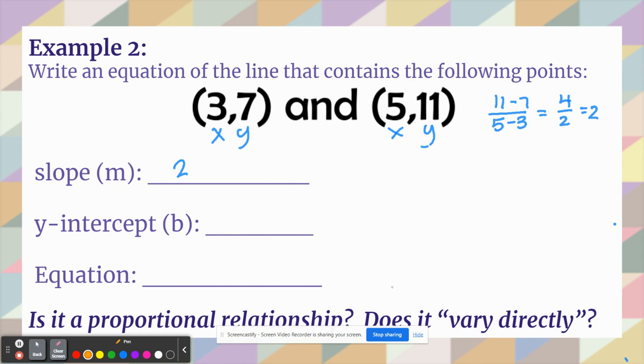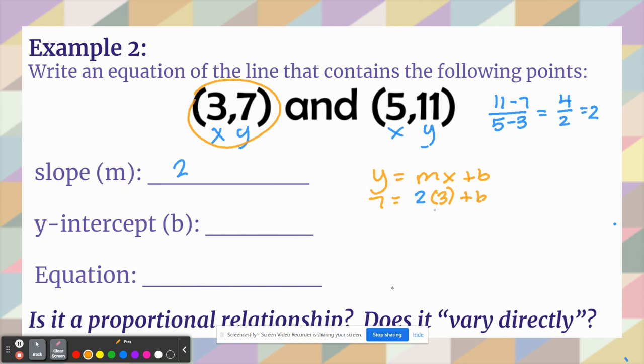And then I need to pick an ordered pair. So I'm going to go ahead and pick this first ordered pair, and I'm going to plug that into my slope-intercept formula. So we're going to use y, which is 7. M, we got that earlier. That was the number 2. Use the x value from the ordered pair, which is 3. And we're going to find b.